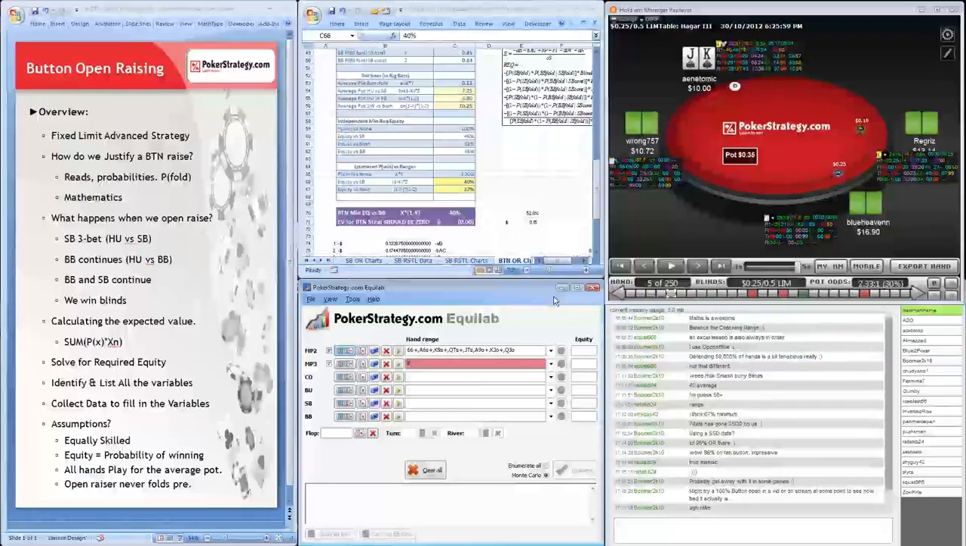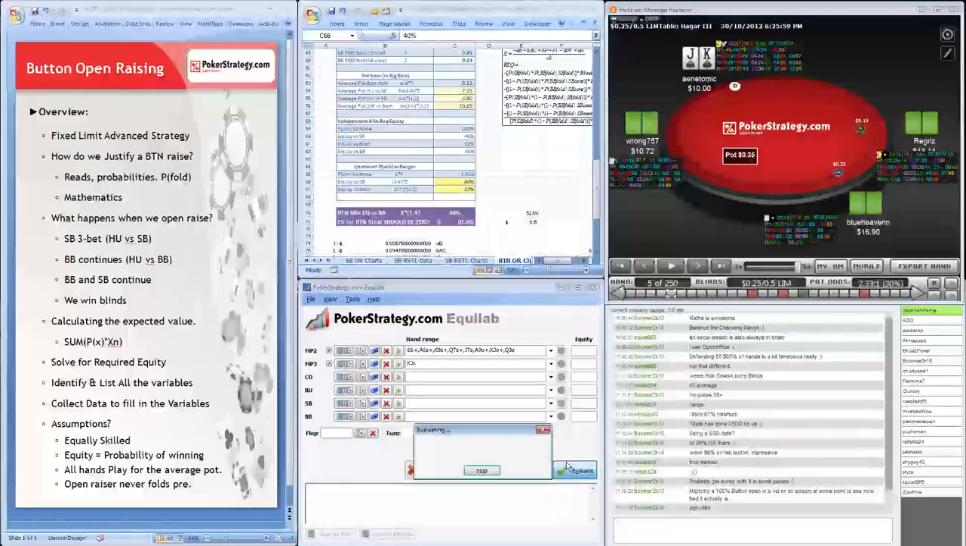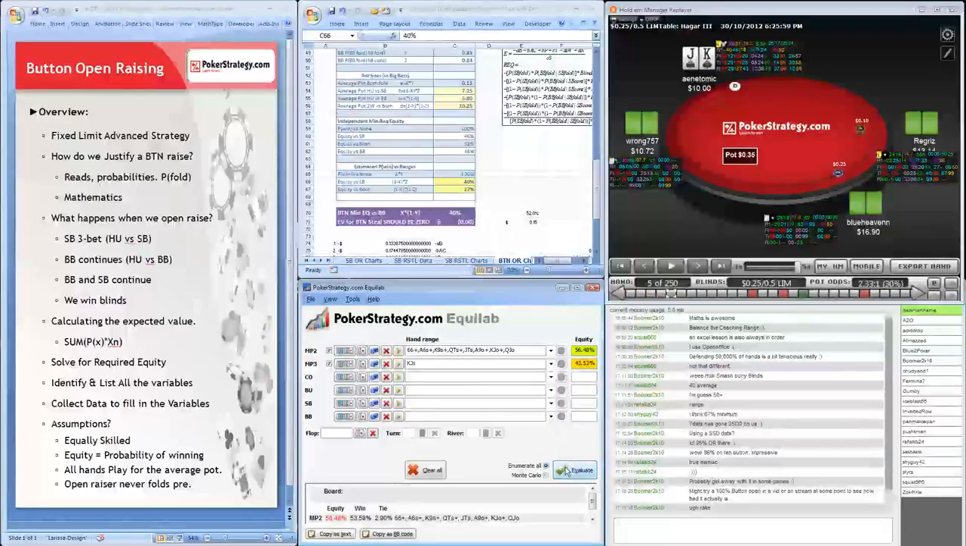We have King Jack suited, right? So the first thing we do is we calculate our equity against his hand range. Let's use Equilab. That'll give us a quick number. We can see we've got 43.5% equity versus the small blind, 43.5.